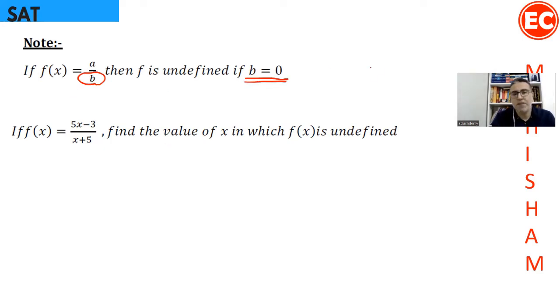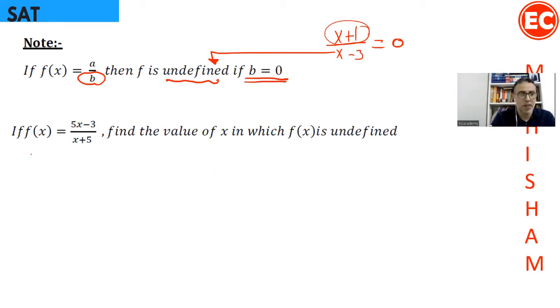Again, for any function, especially a fractional function like x plus 1 over x minus 3, this function is equal to 0 only in one case, if the numerator is equal to 0. But this function is undefined if the denominator is equal to 0. So if f of x is equal to 5x minus 3 over x plus 5, find the value where this function is undefined. I mean by undefined here, that makes the denominator of this function equal to 0.